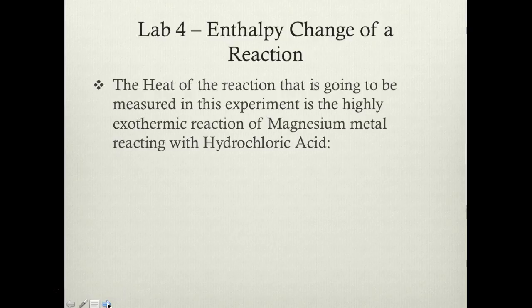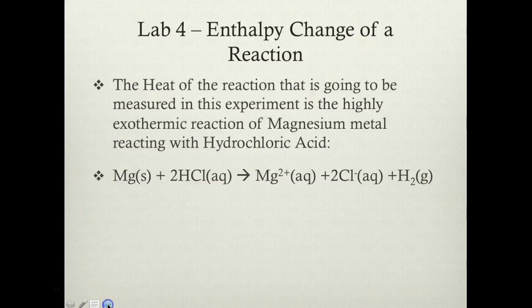So the heat of the reaction is going to be measured in this experiment. And this experiment involves the reaction of magnesium with hydrochloric acid. Now, a lot of heat is generated from this reaction. And as I said, if the heat is produced as a result of the reaction, the heat is given out, then it's called exothermic. Exo for exit. So it's coming out of the reaction. So it's an exothermic reaction.